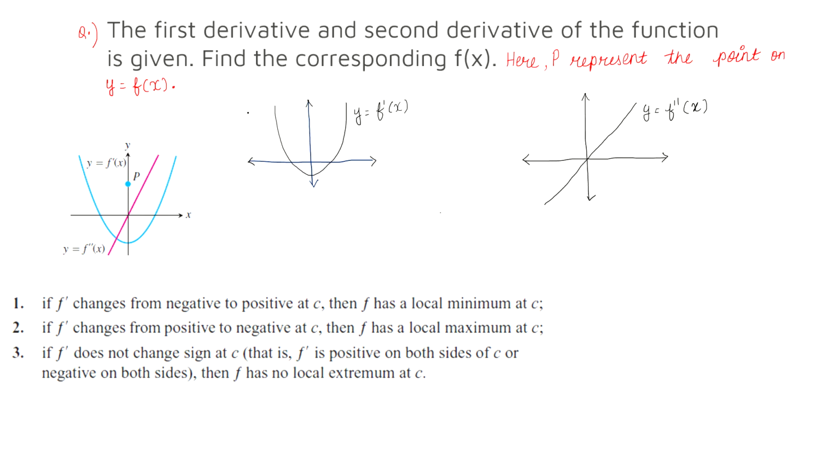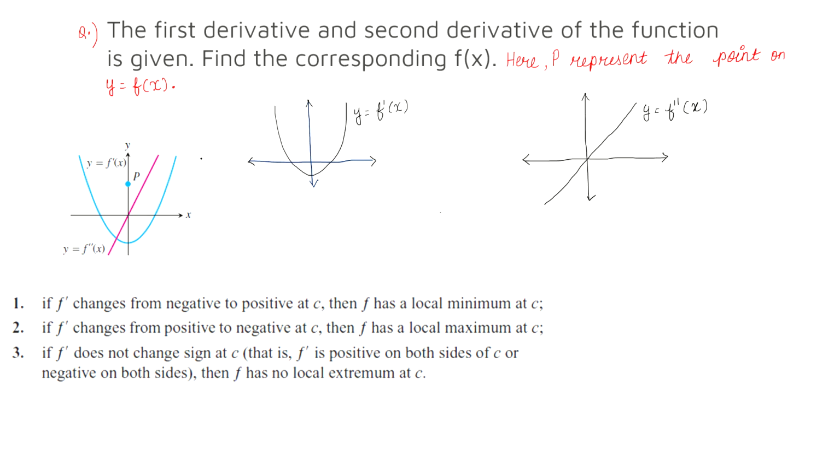Hello everyone. Today we will be doing a question related to curve sketching. We will be given the graph of f double dash of x and f dash of x. So we will be given basically the graph of first derivative and second derivative, and what we have to do is we have to find the corresponding graph for f of x.